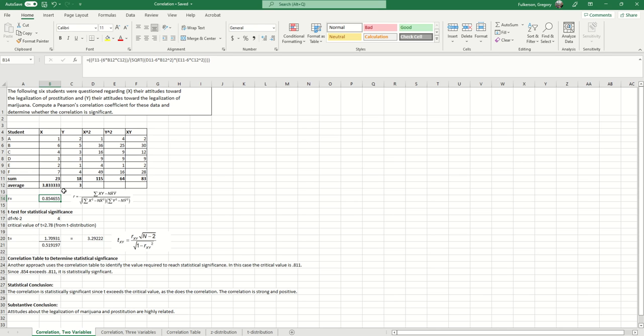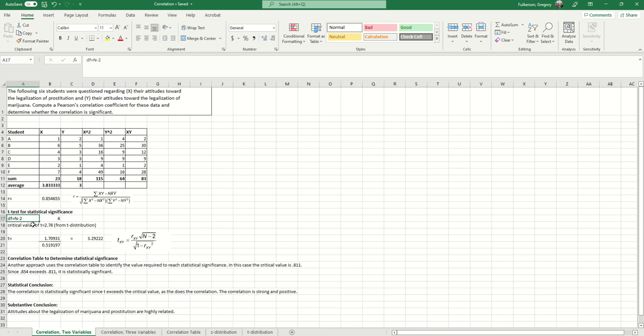So, down here it says the substantive conclusion: attitudes about legalization of marijuana and prostitution are highly related. Now the question we have though is whether or not we can generalize from this sample of 6 students to a wider population, and that's where the statistical significance test comes in. All right, so we need to know degrees of freedom. We have 6 students, and it's going to be minus 2 for the 2 variables in the analysis.